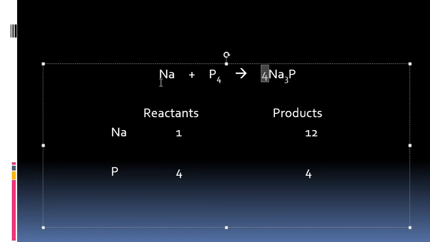Now, to basically balance out sodium, well, that's easy. If we just have 1, no matter what coefficient we have in front of sodium, multiplying it by 12 will just give us 12 times 1, or 12. Therefore, we have 12 sodiums on both sides, and we have 4 phosphorus on both sides, just by adding coefficients of 12, 1, and 4 in front of our chemical compounds respectively.